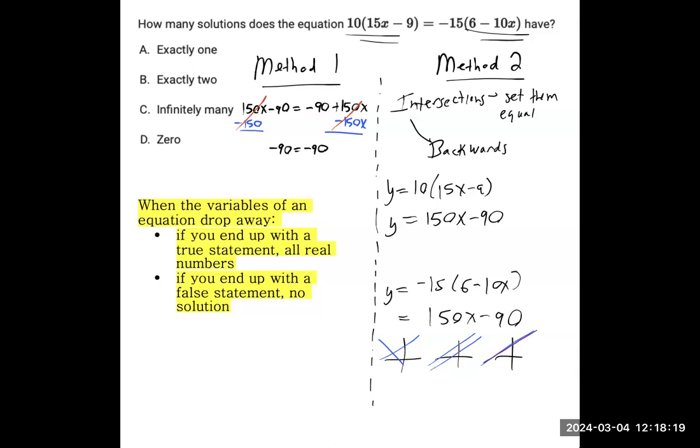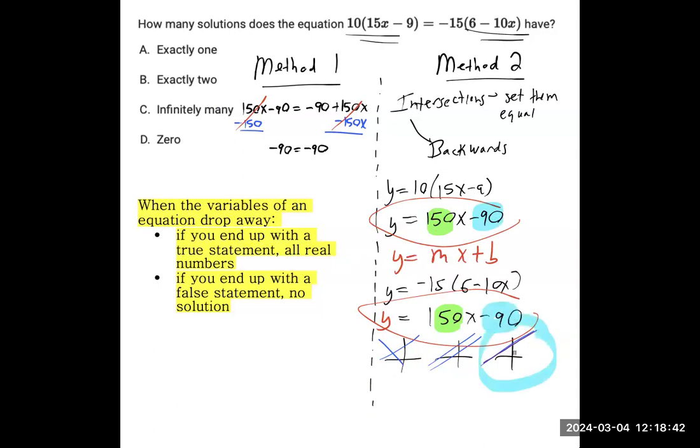So looking at both of these, we're seeing that both of the slopes are the same. Now, by the way, if you don't notice already, these are both in the y equals mx plus b format. And by the way, we know they're identical, right? So the slopes are equal and the y-intercepts are also equal. And so that's this situation, infinitely many solutions. So whether you're using method one or method two, we know that the answer here is C.